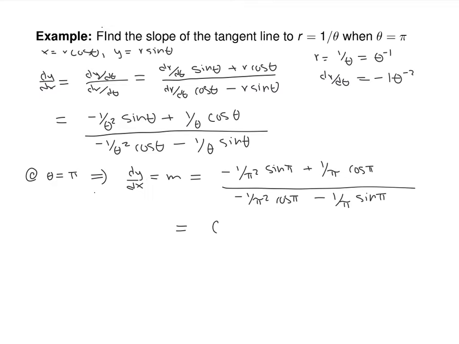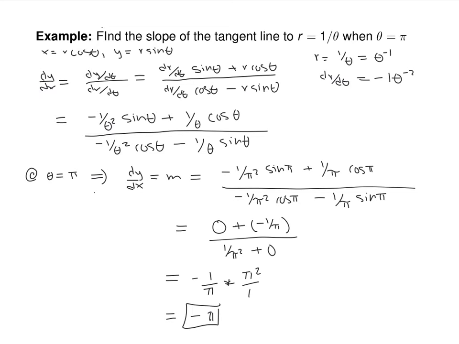So that first term will be 0. The second term will be negative 1 over pi, since cosine of pi is negative 1. In the denominator, we'll have positive 1 over pi squared, because cosine pi is negative 1, and then plus 0. So we have negative 1 over pi multiplied by pi squared over 1 gives us negative pi for the slope of this tangent line. And we haven't done it in this example, but if you wanted to find the equation of the tangent line, you're going to have to take this value of theta and plug it into these equations.